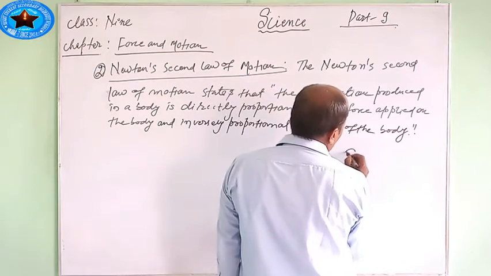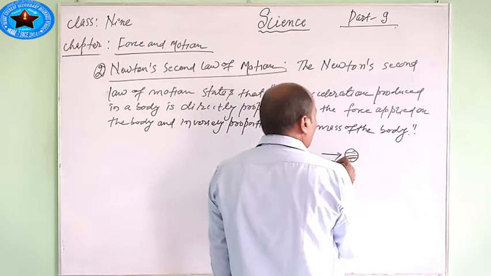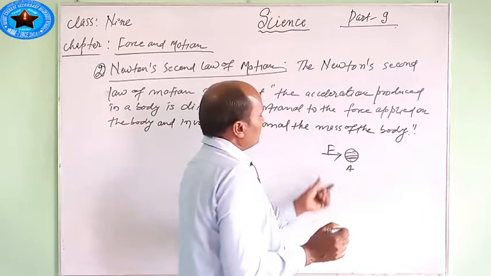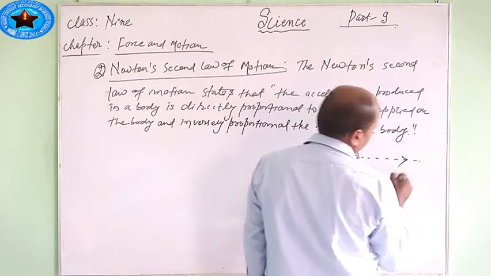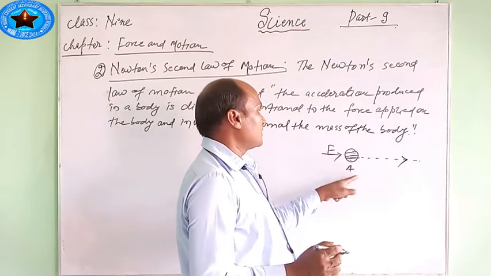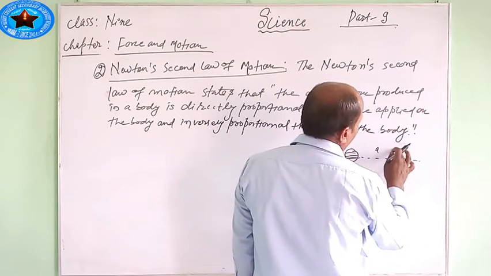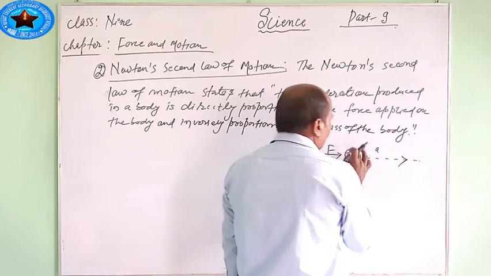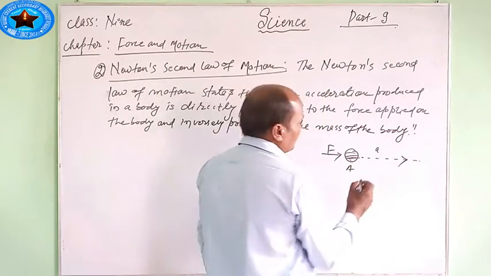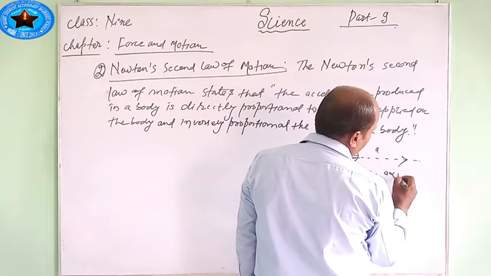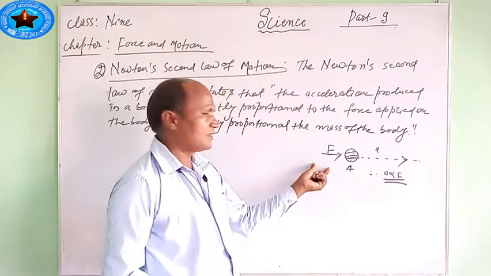Here I also show you one example. Here is one body, A. When force is applied on the body, this body A accelerates, meaning it moves in this direction. When the amount of force increases, acceleration increases. When the amount of force acting on it decreases, acceleration decreases. So it is also said that acceleration is directly proportional to the force applied.